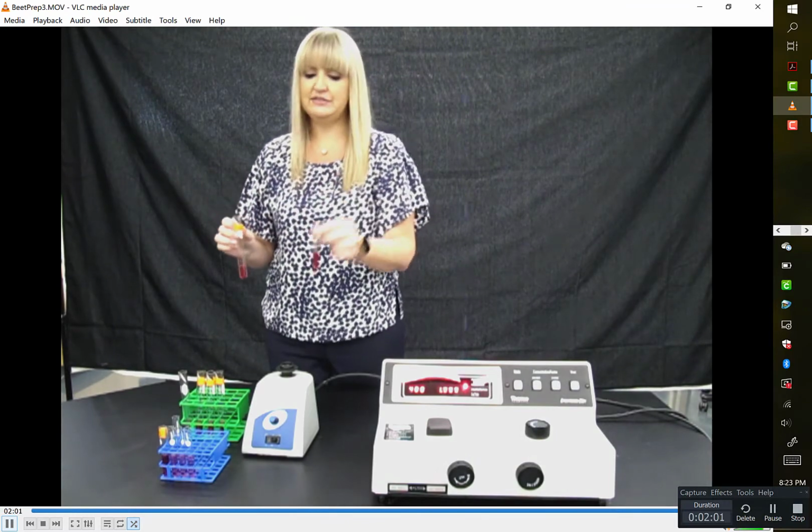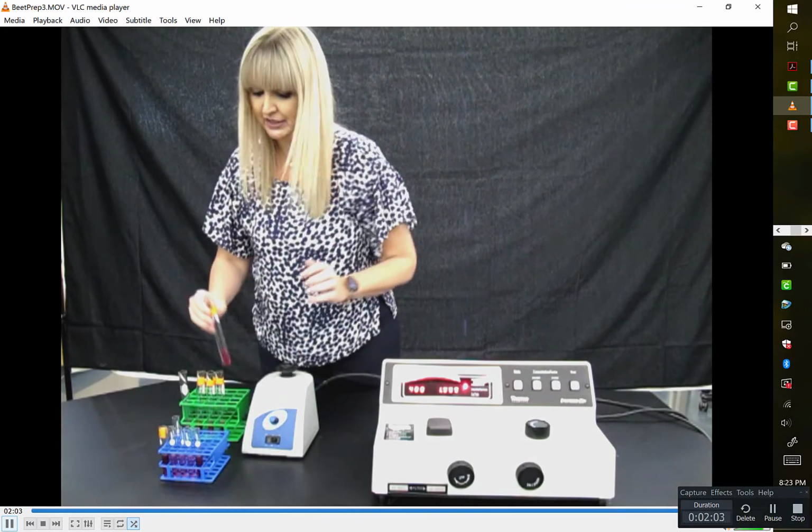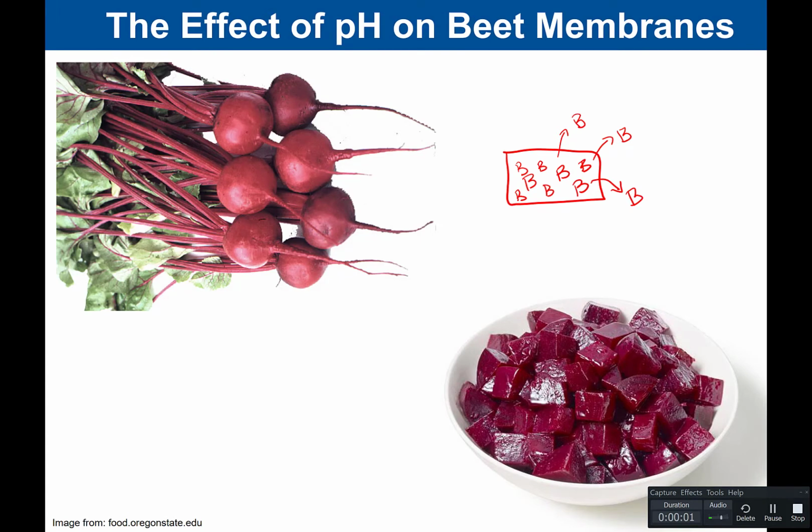And now we're ready to use our spectrophotometer. So again, in the beet experiment, you have your beet cell, and in the beet cell you have the betacyanin. If the membrane is intact, the betacyanin will stay in the cell and will not go into the solution. However, if that pH affects the membrane negatively and damages that cell membrane, that is going to cause the betacyanin to come out of the beet cell and go into the solution.